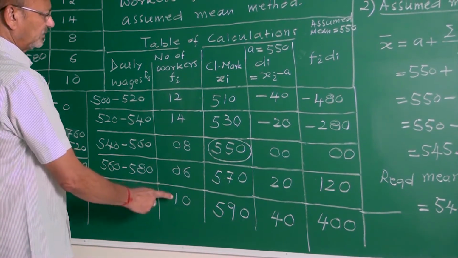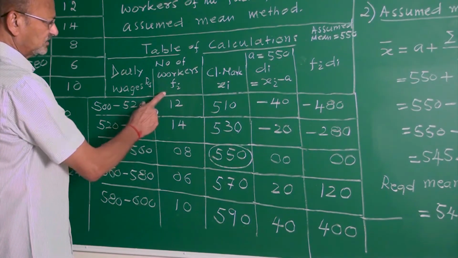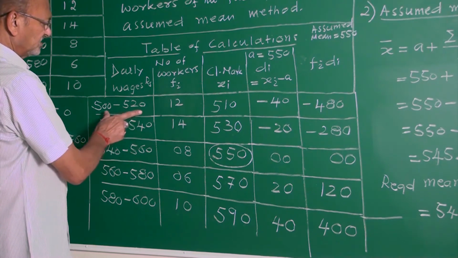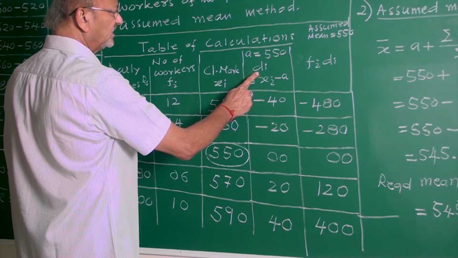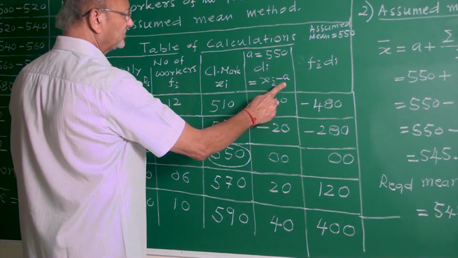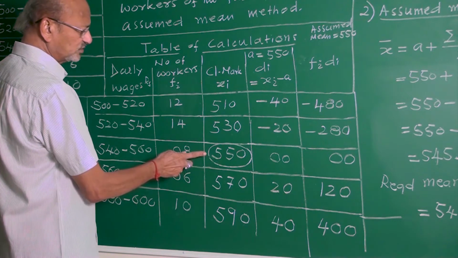This is Fi, number of workers is frequency. This is Xi, sum divided by 2. Then you have to find the Di. What is that Di? Xi minus A. What is your A? That is the mid value of this distribution, middle.